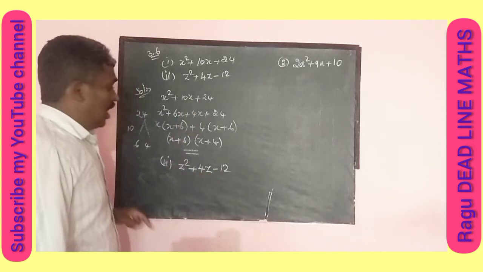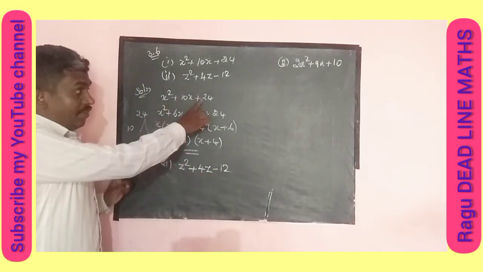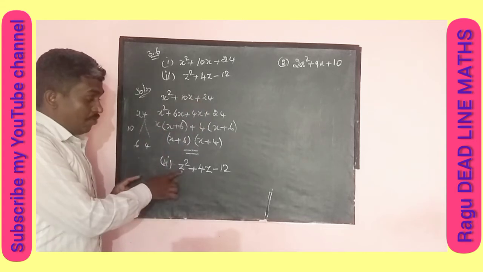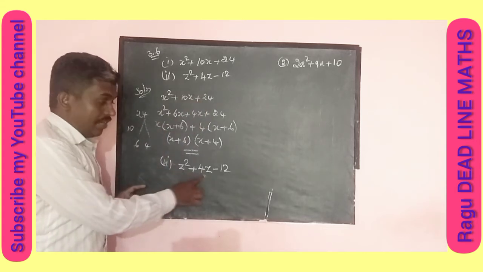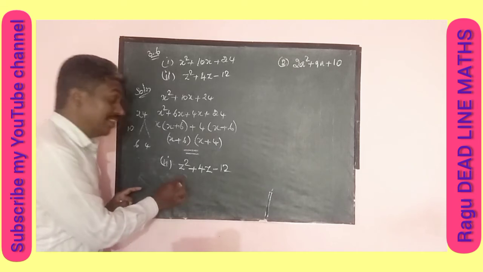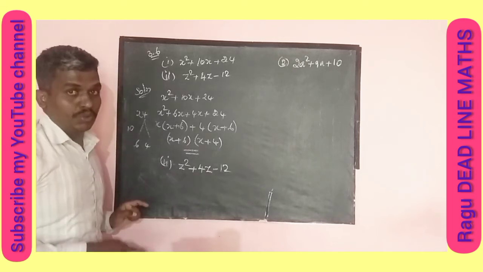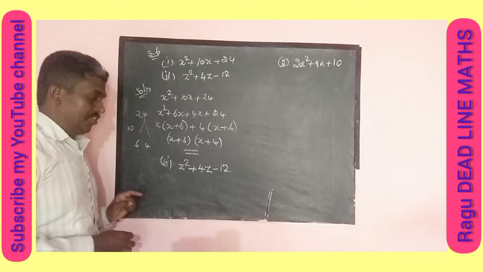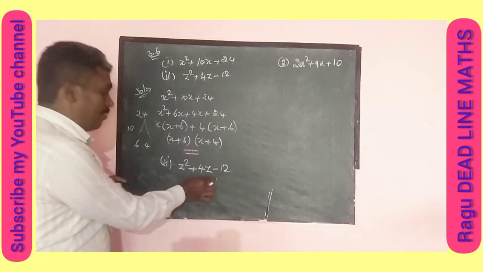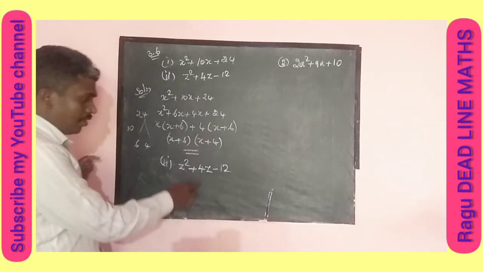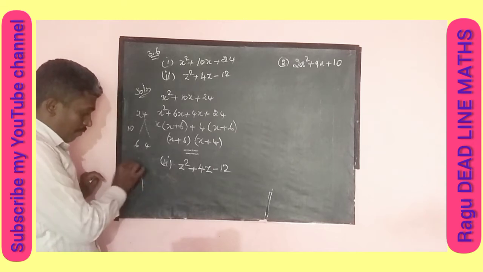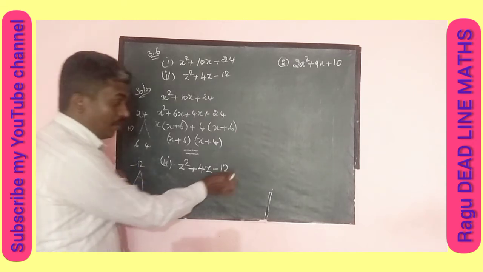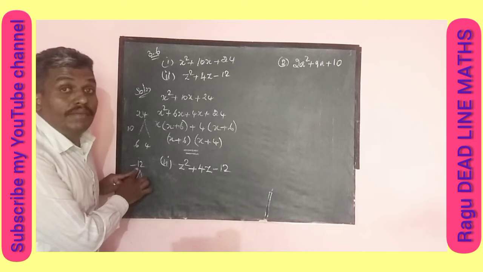The same method will be there: first the square term, then the coefficient, then the constant value. Otherwise we can't do the factorization. So here also we will find the factors. When the factors are multiplied, we want to get minus 12. What is this?